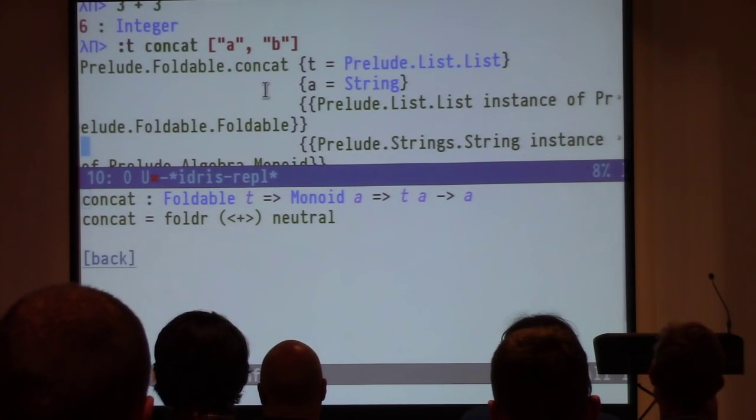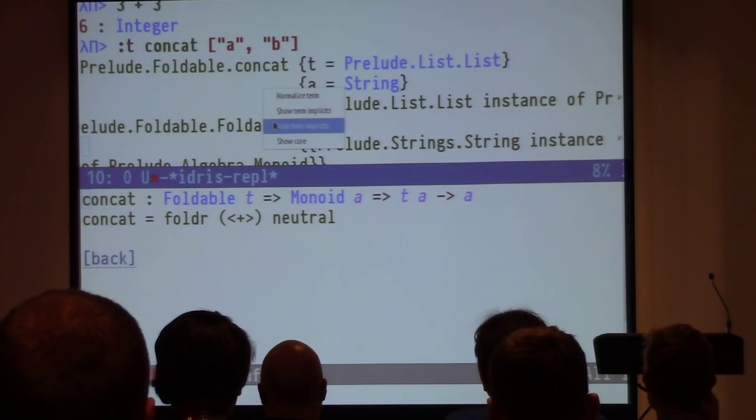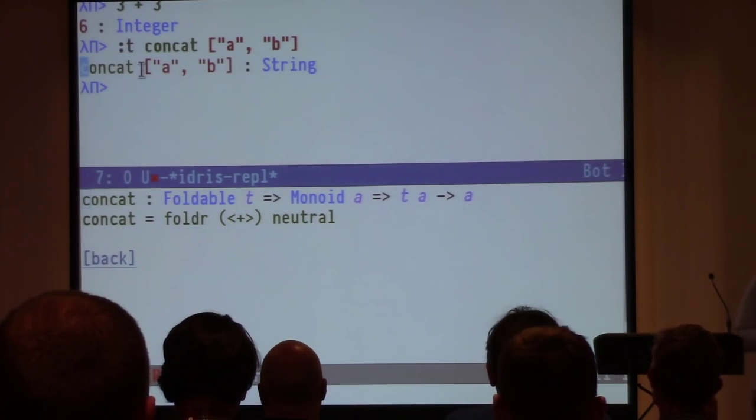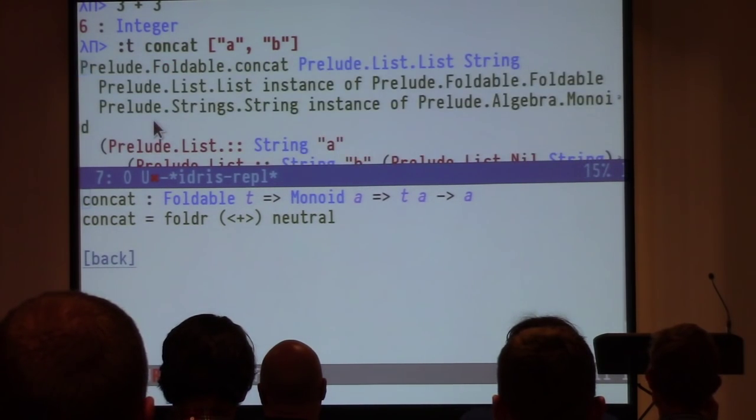Normally I don't want to see this representation. We hide all those arguments for a reason. I can right-click again and say hide them. And if I'm doing some kind of really hairy metaprogramming, or if I'm trying to debug the compiler, then I may want to see what it looks like in the core language, and here I can see that.